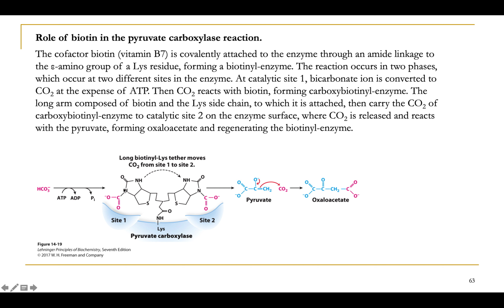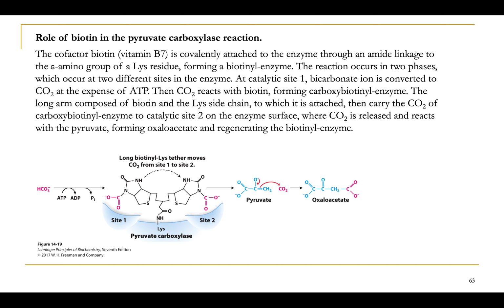It covalently binds bicarbonate using the energy of ATP. In a sense, function of biotin is analogous to the function of thiamine pyrophosphate, which we have discussed in previous part, which in the case of thiamine pyrophosphate, is the carrier of active aldehyde group. So biotin is a carrier of active carboxy group. This activated carboxy group travels to second site in pyruvate carboxylase, and then it is loaded covalently on pyruvate to produce oxaloacetate.